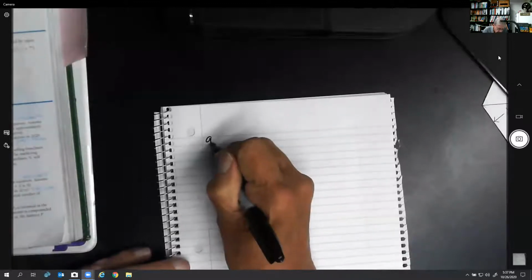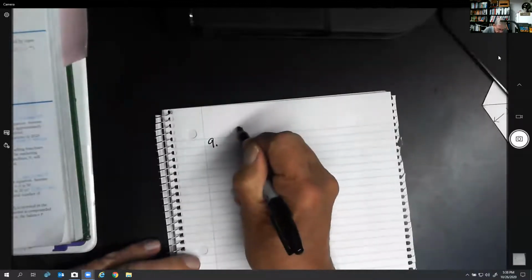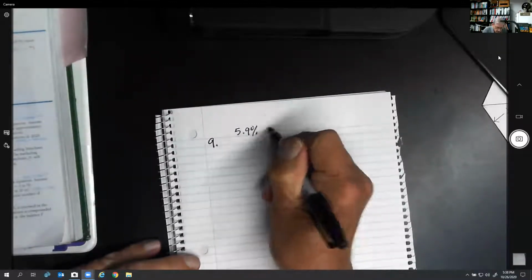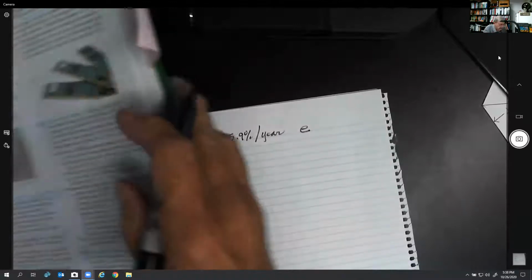the lesson. Number 9. It says, suppose the initial investment in this multi-branch fund is compounded continuously. That's where the E comes in. That's compounded continuously at 5.9% per year. And it's continuous, which means it's going to involve E. What is the balance? That is, the balance grows at such and such a rate. We're not going to get into that. Confusing as heck.